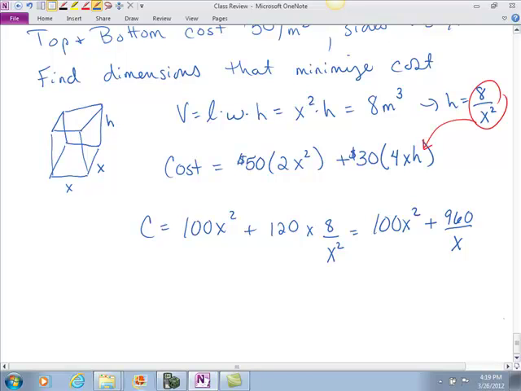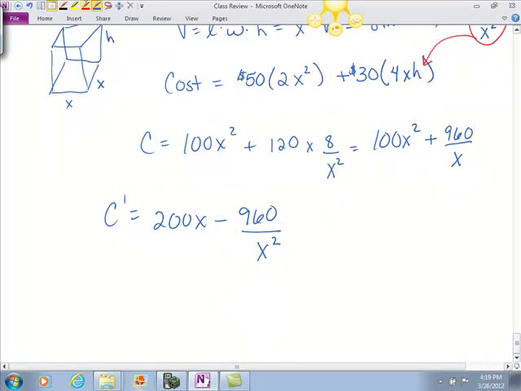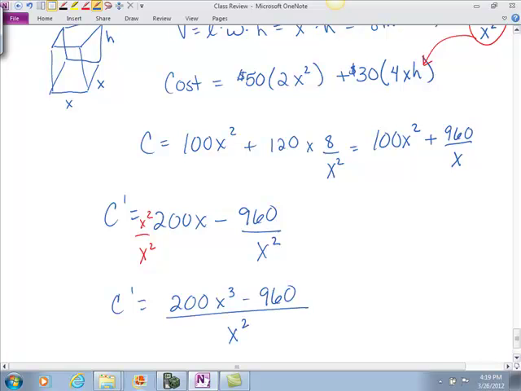Okay. So the derivative is going to be 200x, and then this is going to be minus 960 over x squared. And then we have to just get a common denominator. So we'll multiply this term by x squared over x squared. So our derivative is equal to 200x cubed minus 960 divided by x squared.